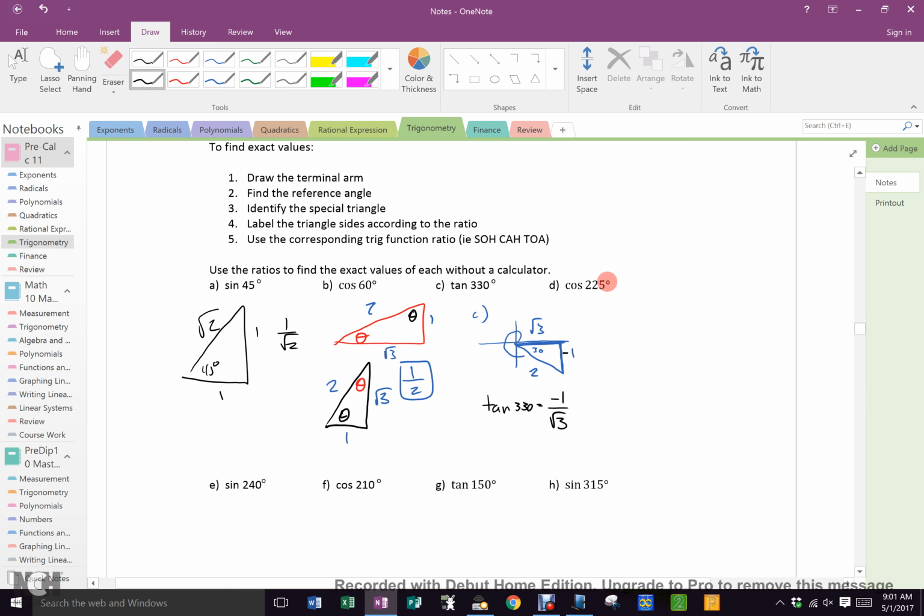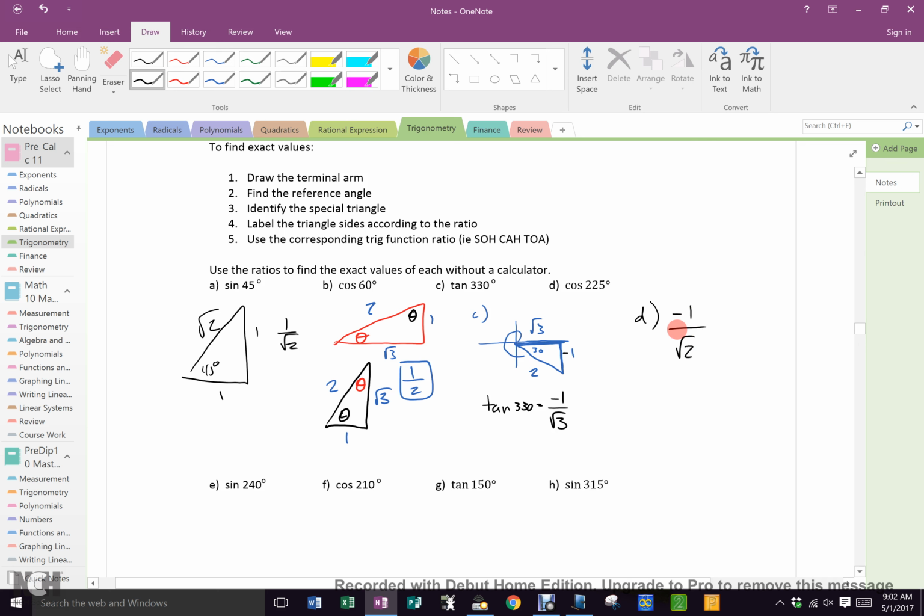So 225, you guys should be able to recognize that without drawing it. Is that a 30, 60, 90 or 45, 45, 90? It's 45, 45, 90, right? 225 lives in the third quadrant, yes? So cos is always x over h. H is always positive. It's 45, 45, 90. What's my h? Root 2. And what's my x? Has to be -1 because I'm in the third quadrant.